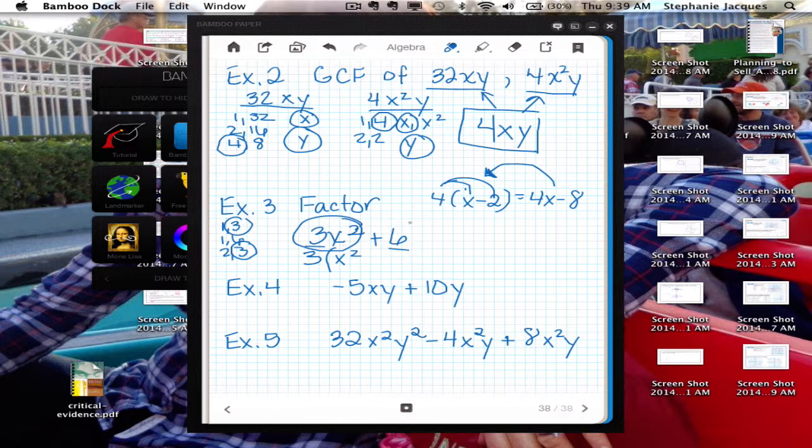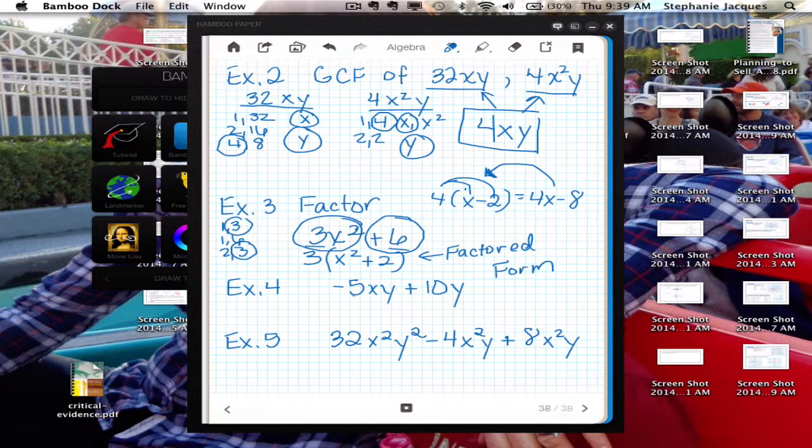Now I want to ask myself, 3 times what gives me a positive 6? And I know that's positive 2, so I put a plus 2. This is factored form. So it's the opposite of the distributive property.